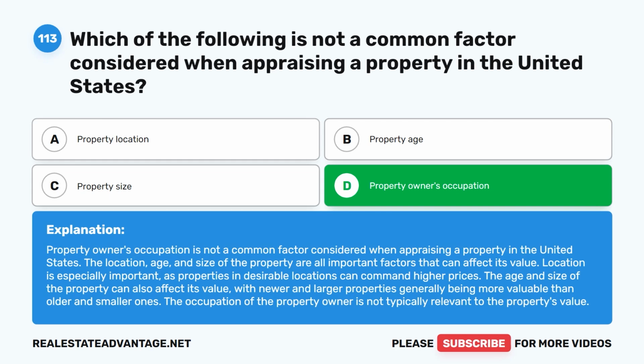The location, age, and size of the property are all important factors that can affect its value. Location is especially important, as properties in desirable locations can command higher prices. The age and size of the property can also affect its value, with newer and larger properties generally being more valuable than older and smaller ones. The occupation of the property owner is not typically relevant to the property's value.